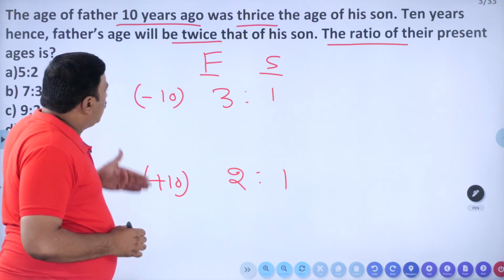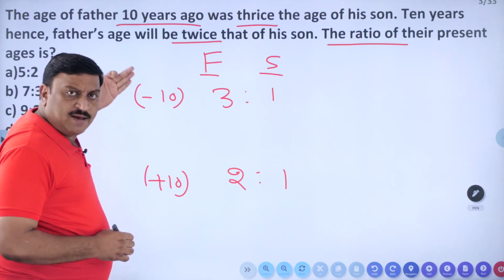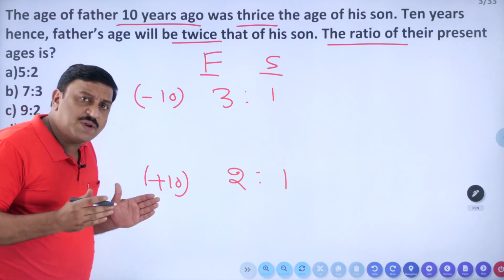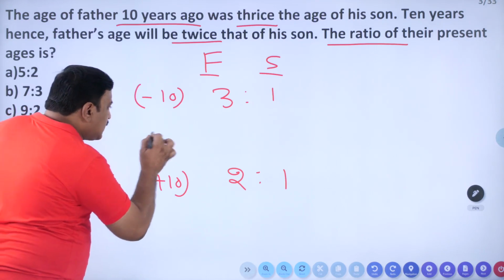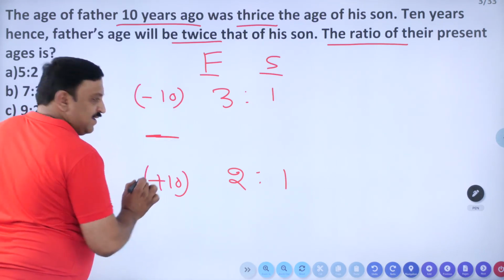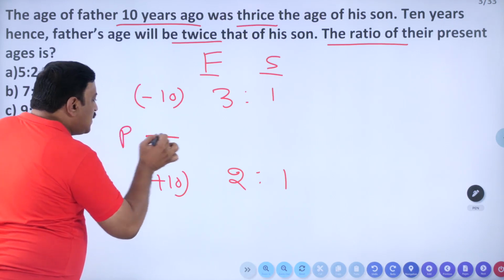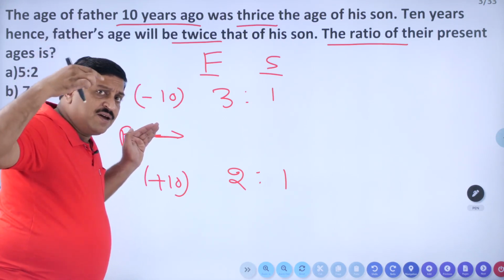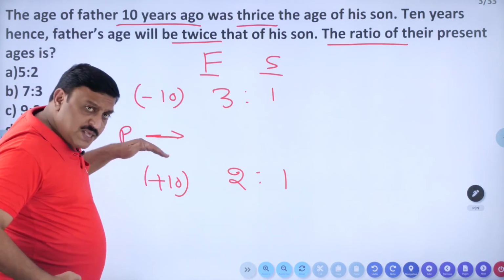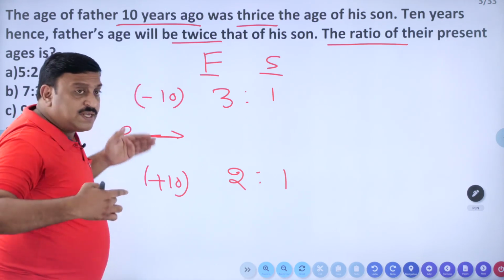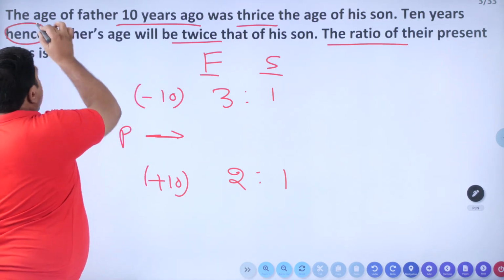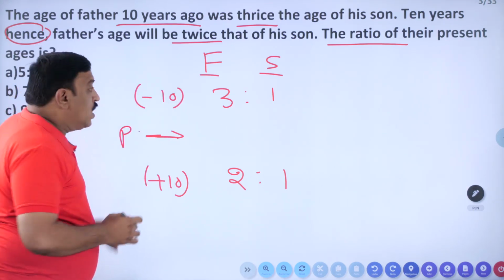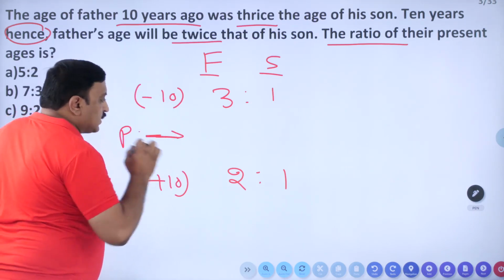First of all, you see, this is 10 years back and this is 10 years after. Where will the present be? Present should be exactly in the middle. 10 years back means from present, 10 years ago. 10 years hence means from present, 10 years afterwards. Understood? So here it is 10 years, here it is 10 years.